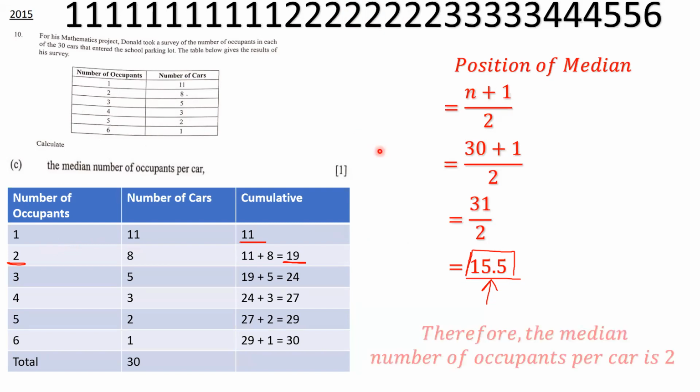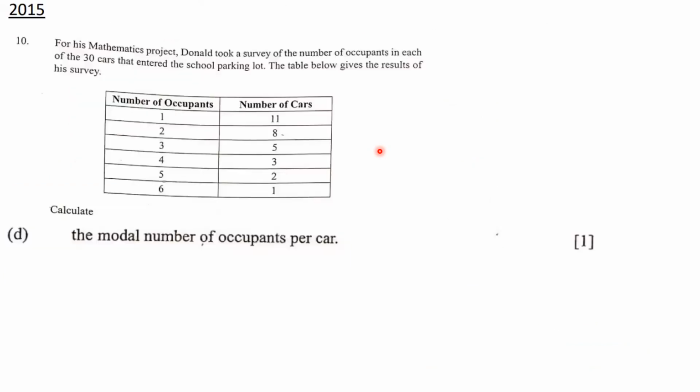And so that means that our median is 2, all right? Either way works, you can choose this way or the other way, whichever one you feel more comfortable with. Okay, let's move on to the next question here.